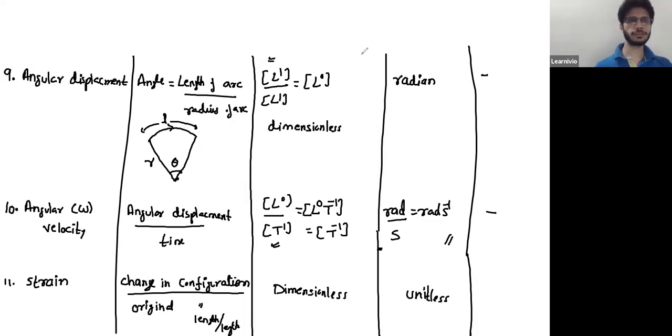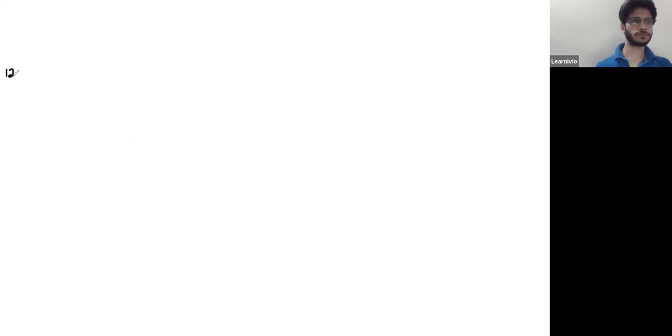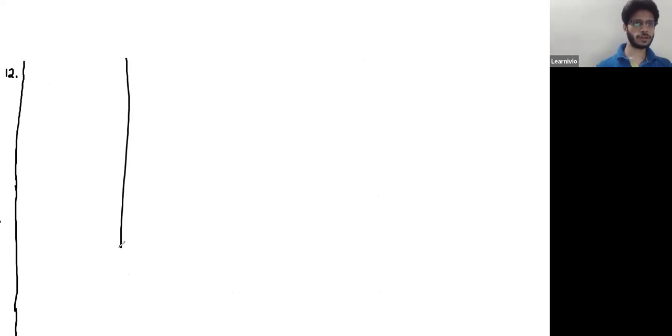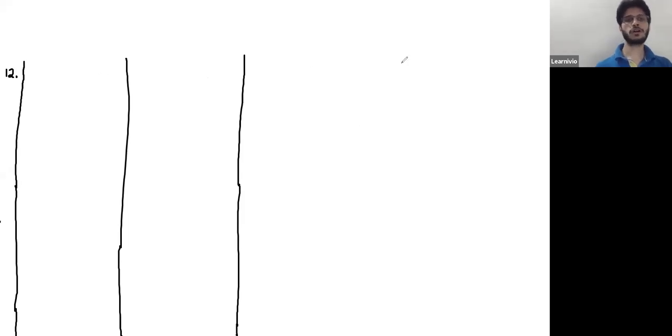The next quantity is quantity number 12. Serial number. Quantity. So we are going to do all 20. No, not all 20, but at least all the important quantities. Physical quantity, formula, dimensional formula, SI unit, and CGS unit.